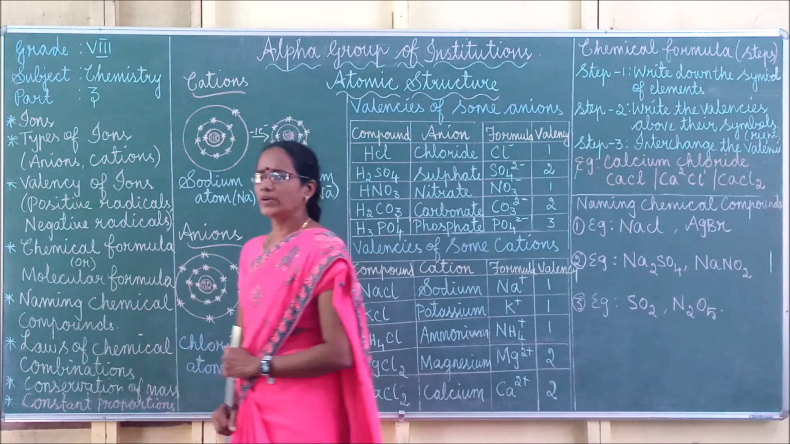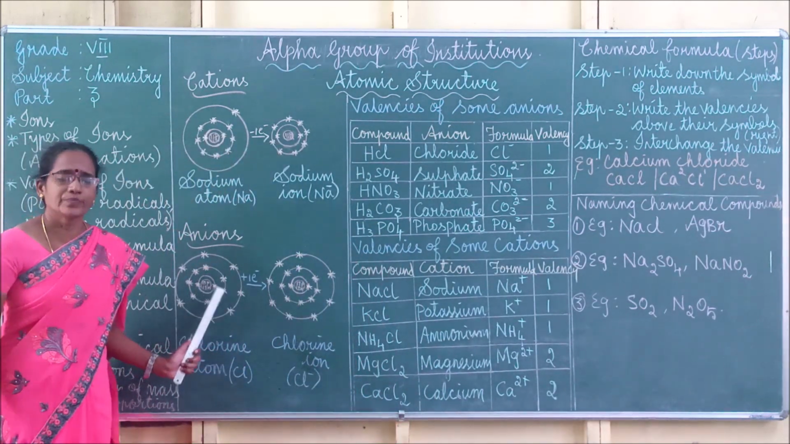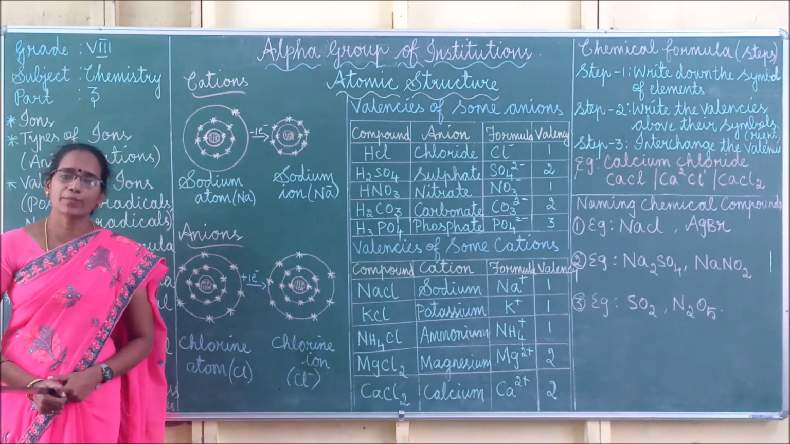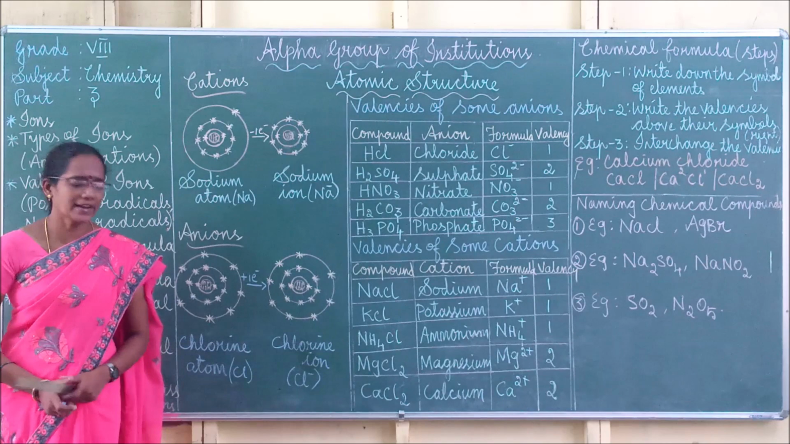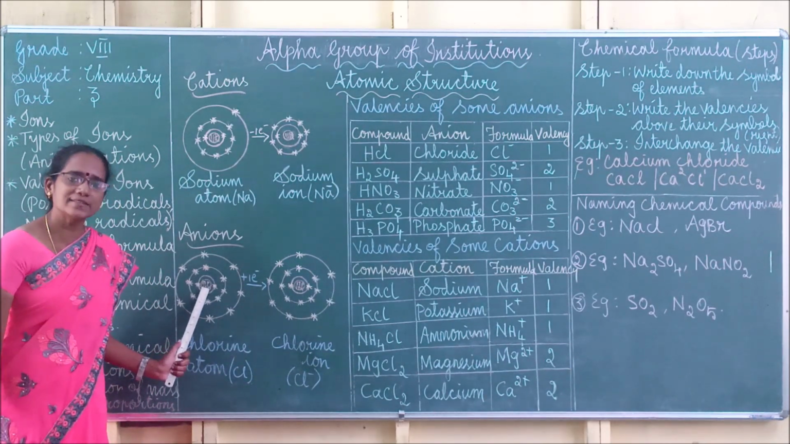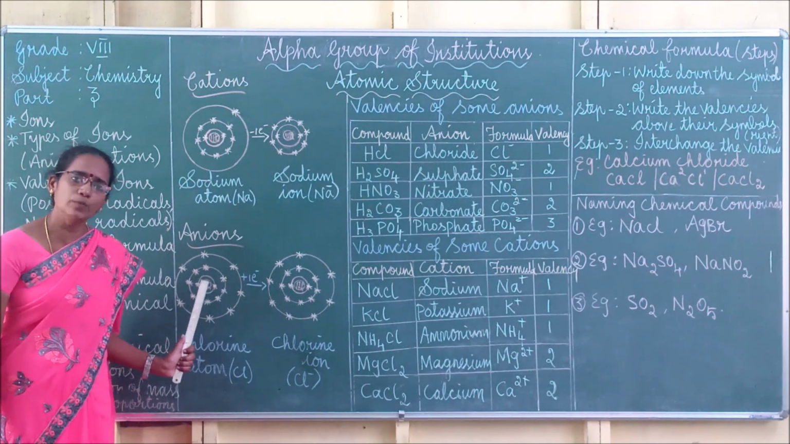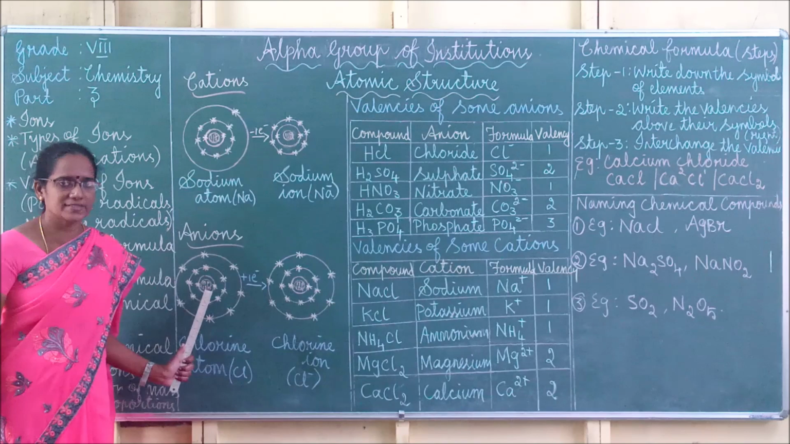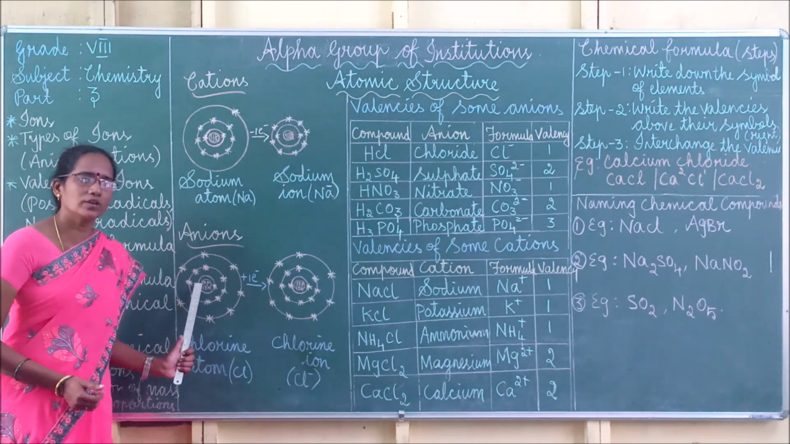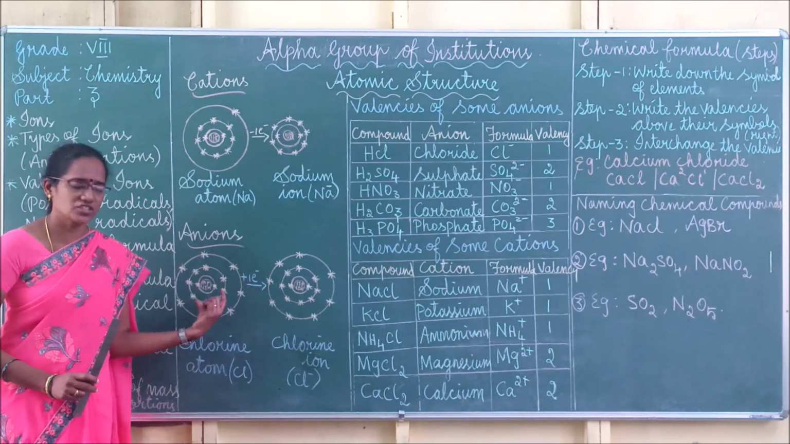For example, we can take the chlorine atom. What is the atomic number of chlorine? The atomic number of chlorine is 17, right? So this is the nucleus. You know very well in the nucleus protons as well as neutrons are present. Here 17 protons and 17 neutrons are present, right children?